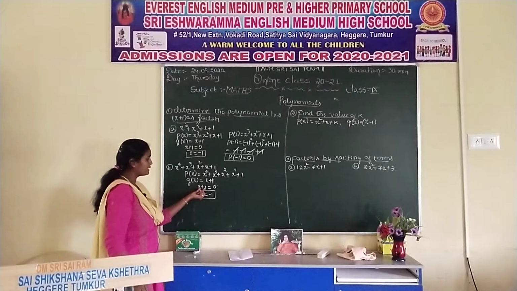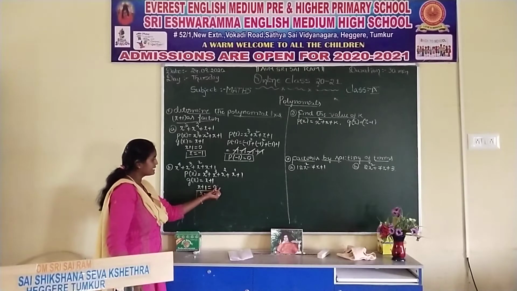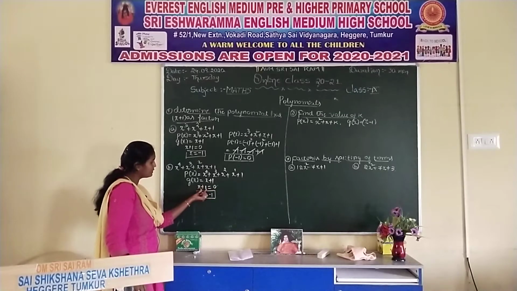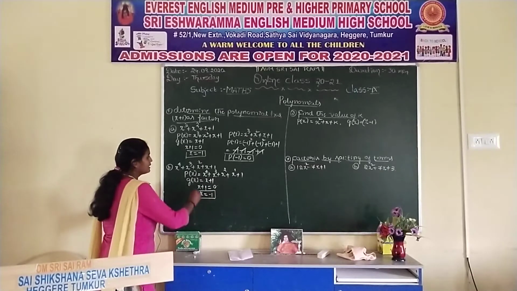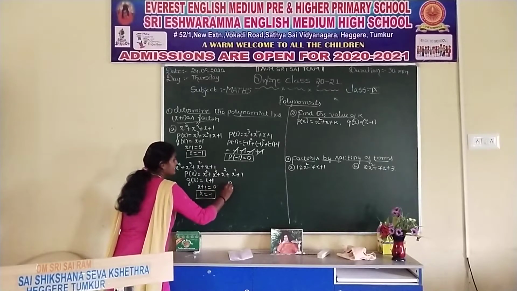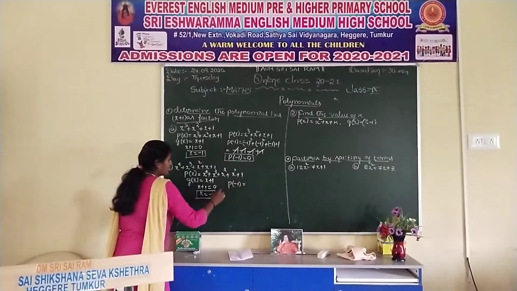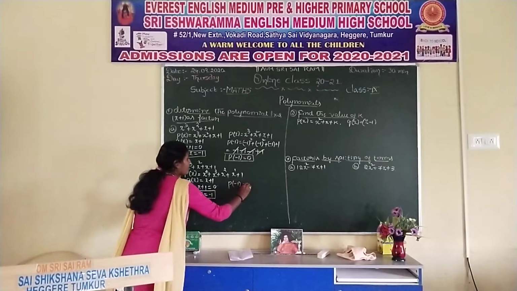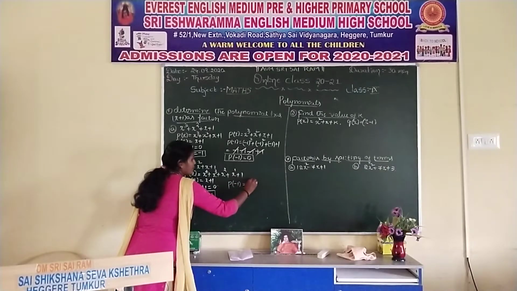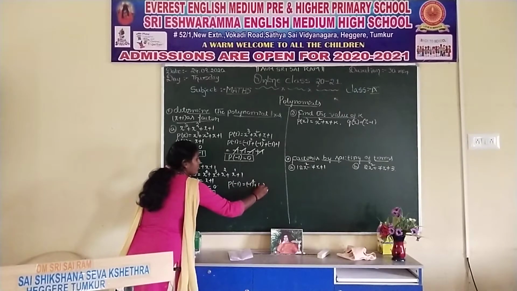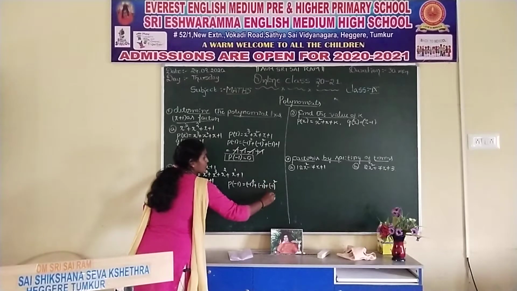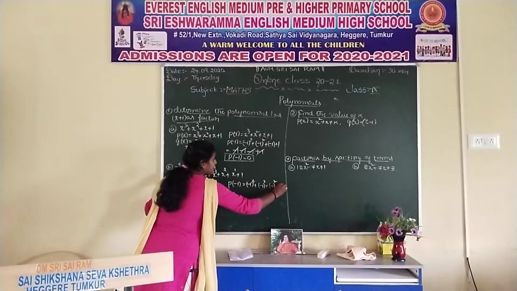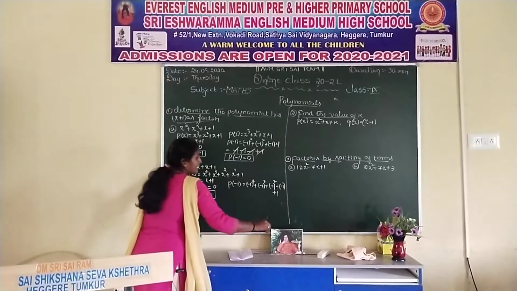See here, x plus 1 is on the left hand side, 0 is on the right hand side. You shift this plus 1 to the right hand side, it becomes minus 1. Substitute the value of minus 1 into the required polynomial. x to the power of 4 is minus 1 to the power of 4, x cube is minus 1 to the power of 3, x square is minus 1 to the power of 2, and x is minus 1, and plus 1.